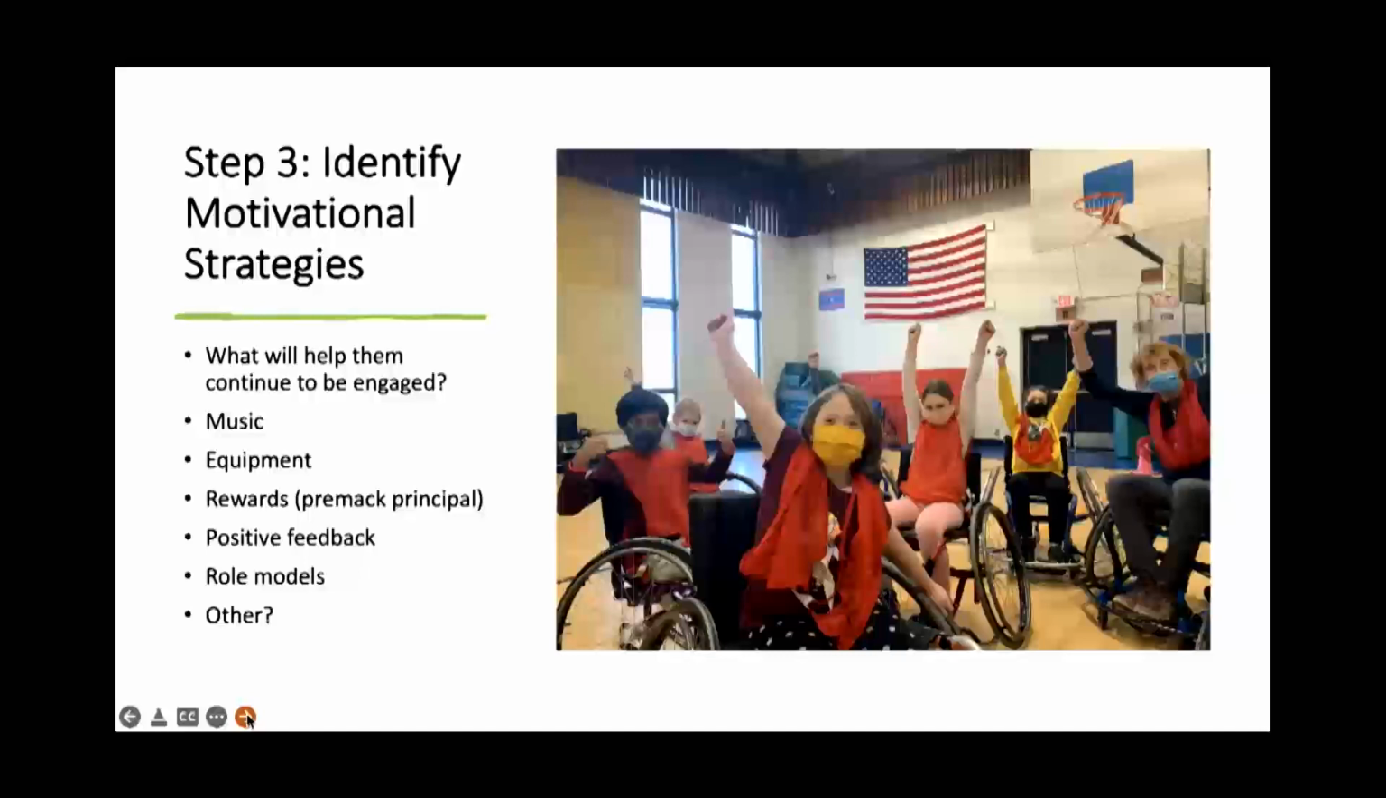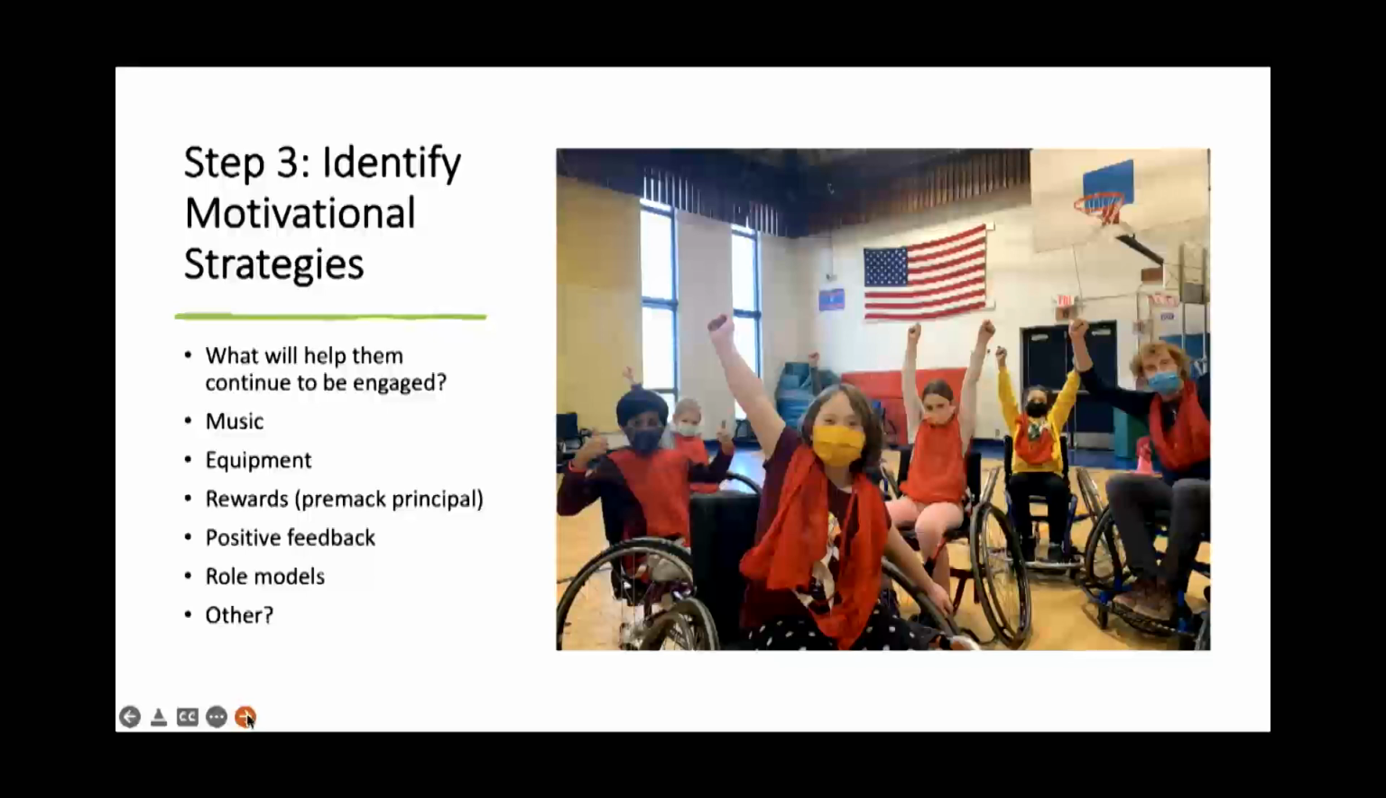Now, step 3 is identifying motivational strategies. Step 1, or part 1 of UDL, is engagement. What makes your kids excited? What movies do they like? What music do they like? What are some of their role models, their sport role models? What will help them continue to engage? How are you going to challenge them? What challenges them? Music. What equipment do they like? What are the variations of equipment that they like?